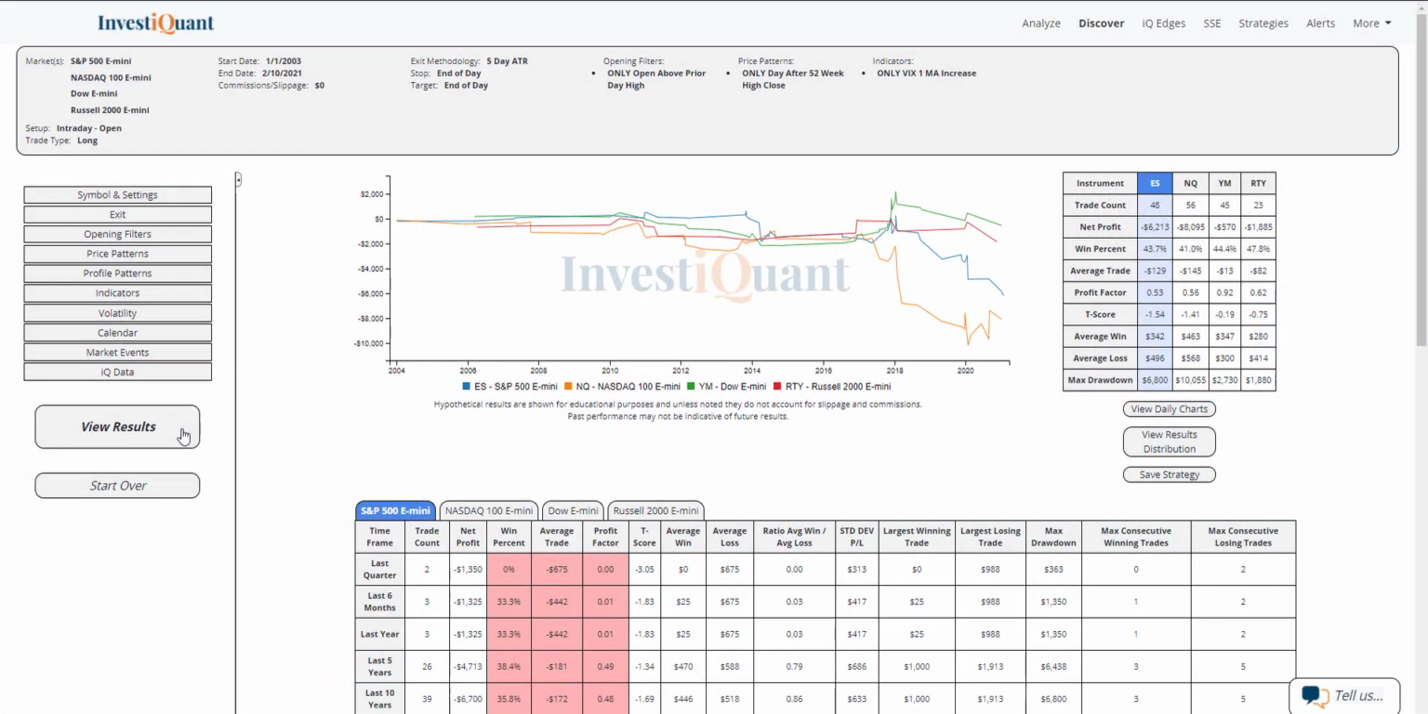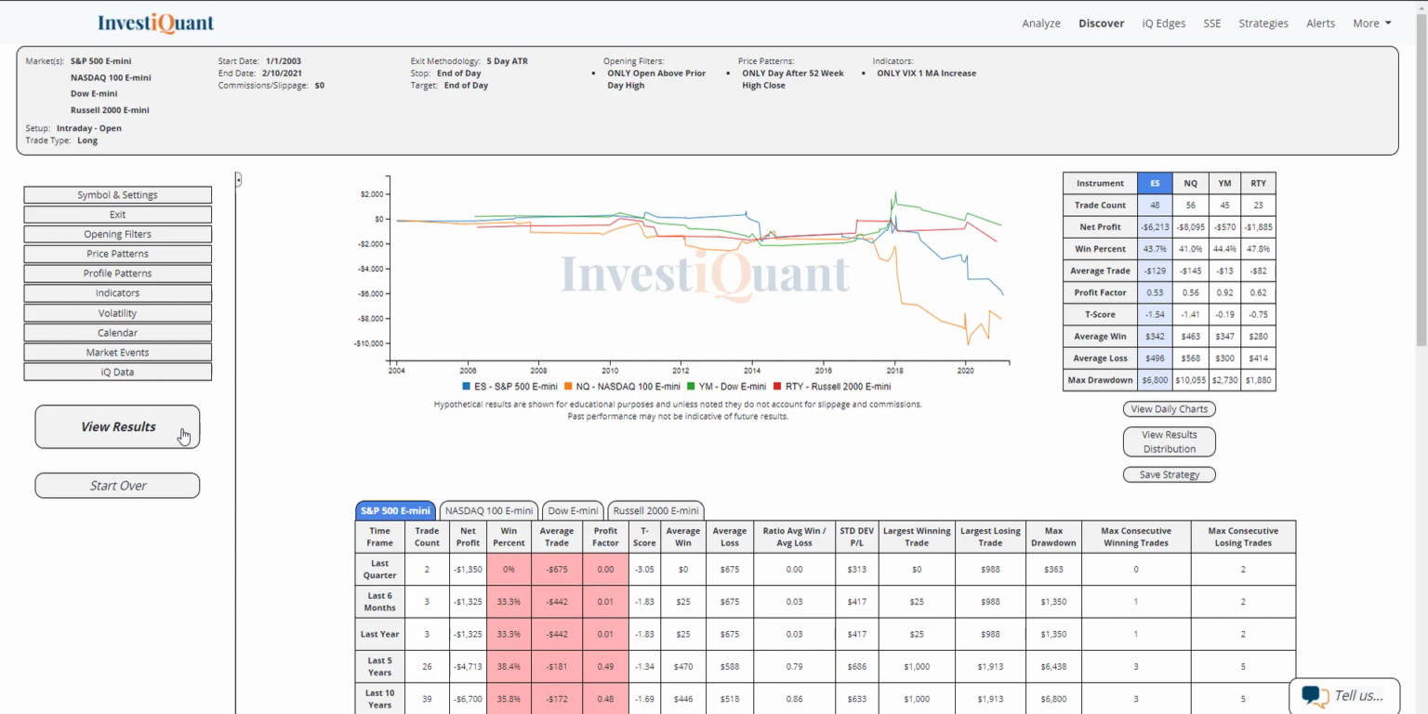And here we go. These are the results of going long on an up gap above the prior day high when the prior session closed at a 52-week high and the VIX was up on the session as well. Historically, we have 48 samples in the S&P, 56 in the NASDAQ, 45 in the Dow, and 23 in the Russell. And if we look at the win rates, they're all slightly skewed to the downside.